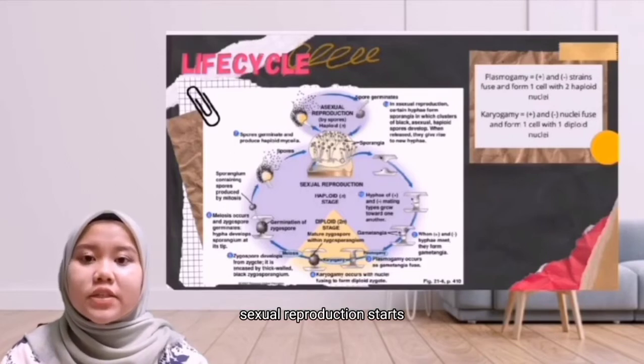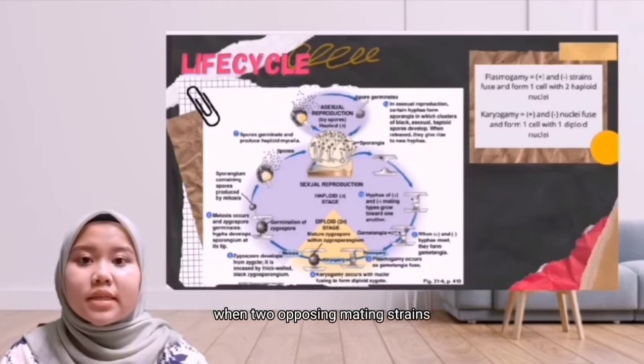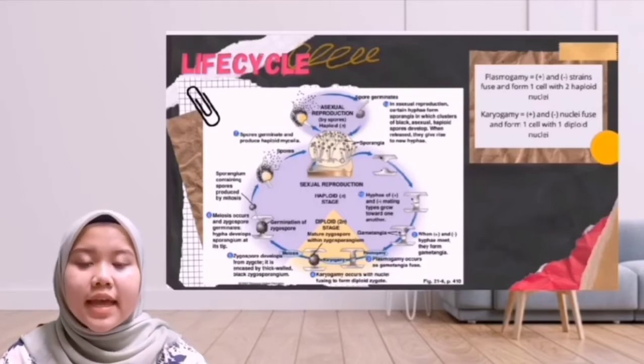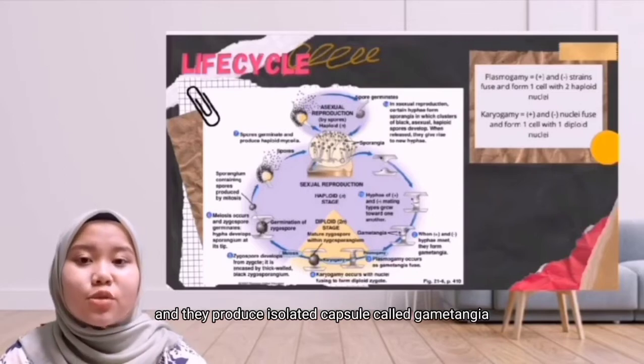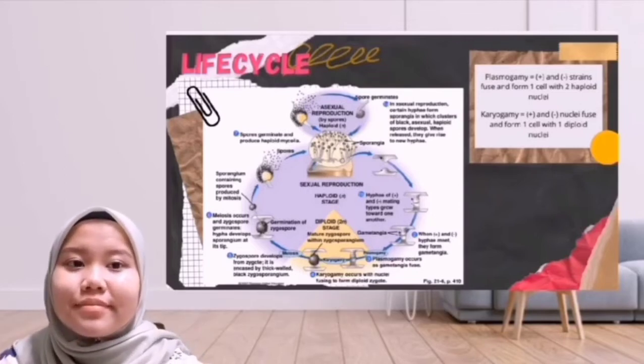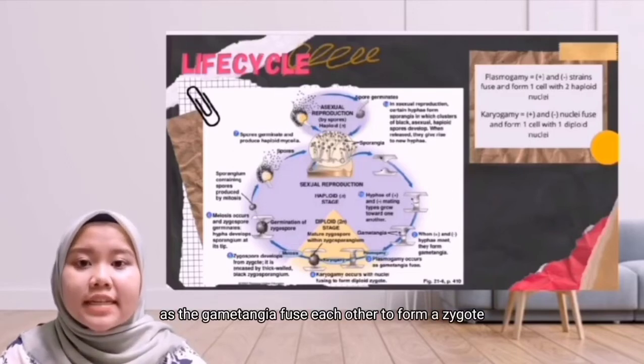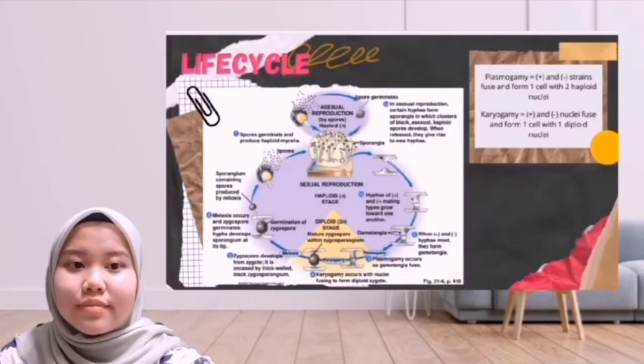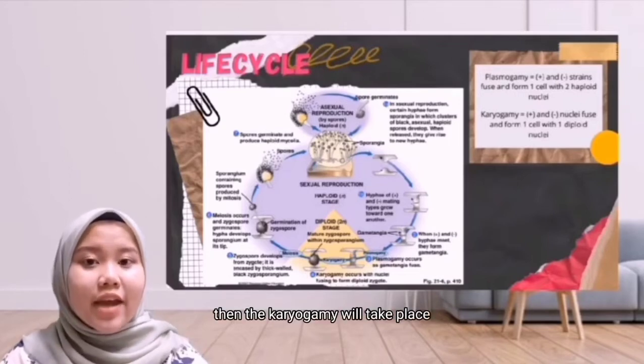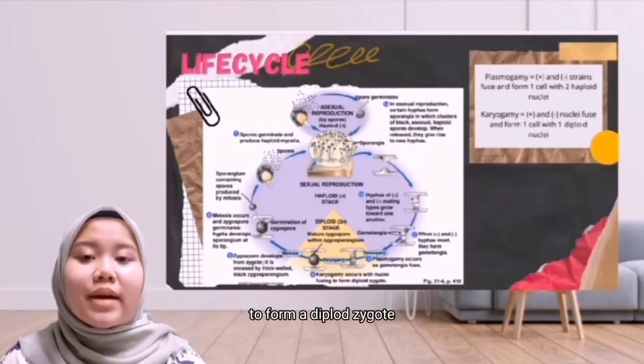Sexual reproduction starts when two opposing mating strains, plus and minus, mate, and they produce isolated capsules called gametangia. Then plasmogamy occurs as the gametangia fuse with each other to form a zygote. Then karyogamy will take place to form a diploid zygote.